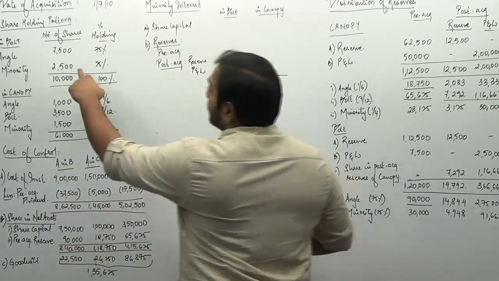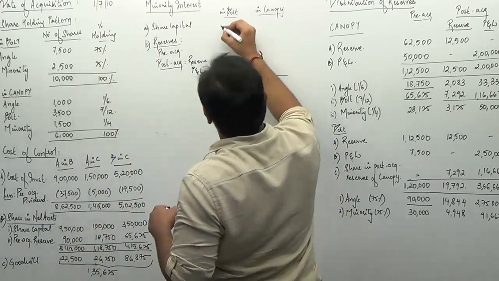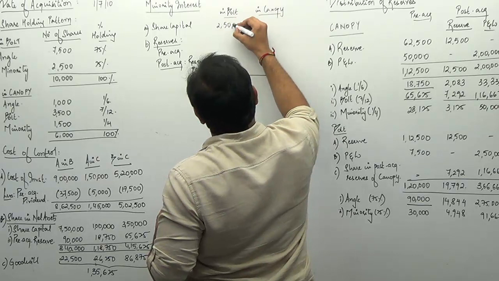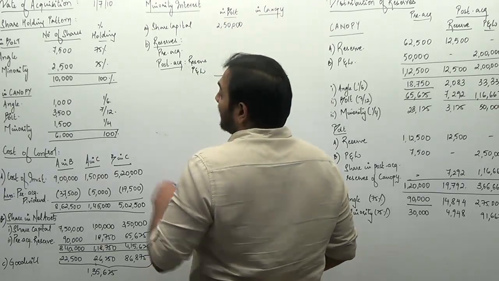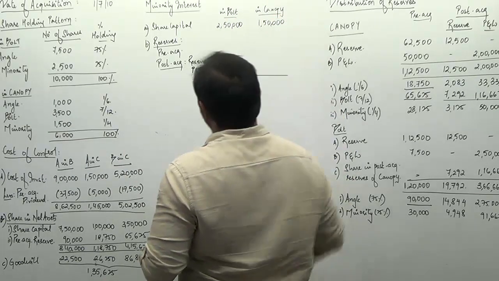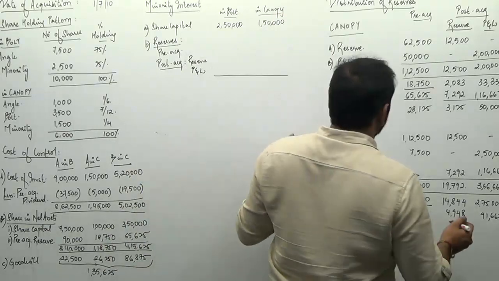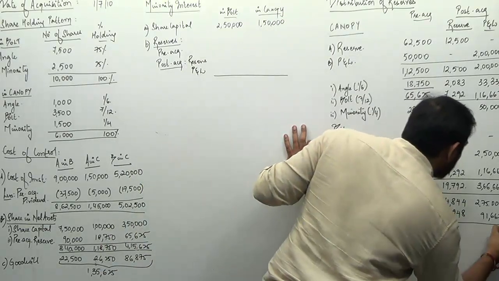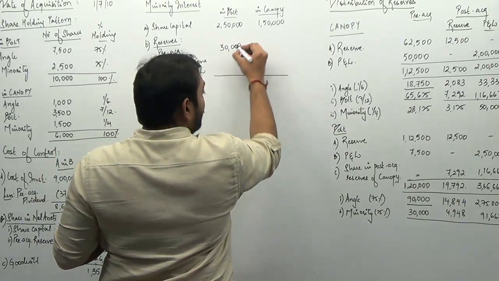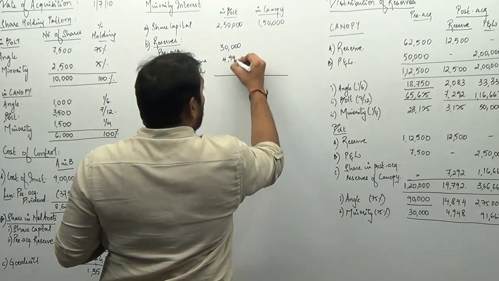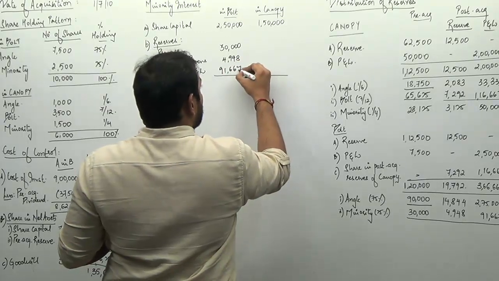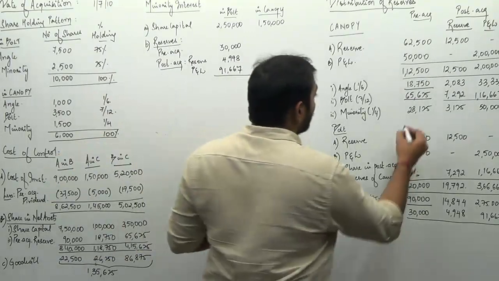Share capital, go on. Share capital, number of shares held in Bolt is 2,500, each share being 100 rupees. So 2,50,000. In Canopy, 1,500 shares, each 100 rupees, 1,50,000. In Bolt, minority interest reserves are copy paste: 30,000 pre-acquisition, 4,948 post-acquisition reserve, 91,667 P&L Canopy.